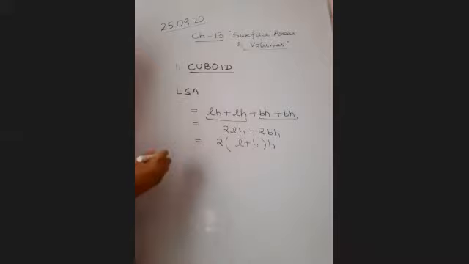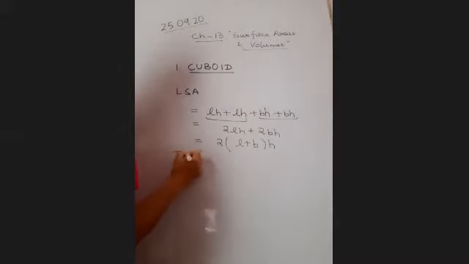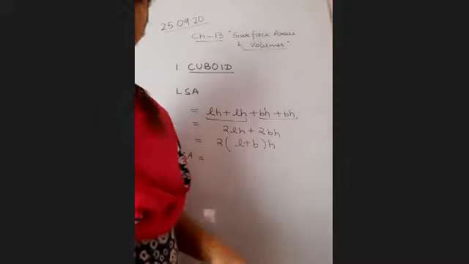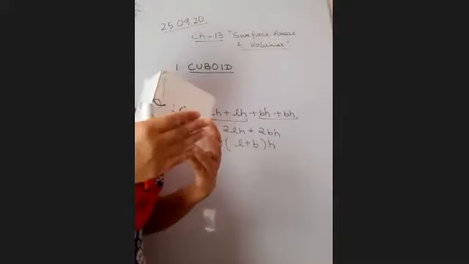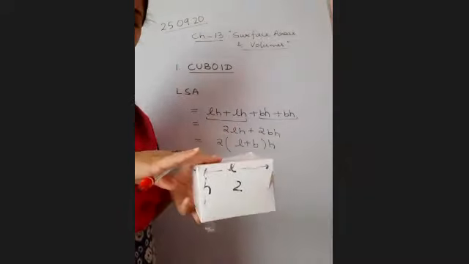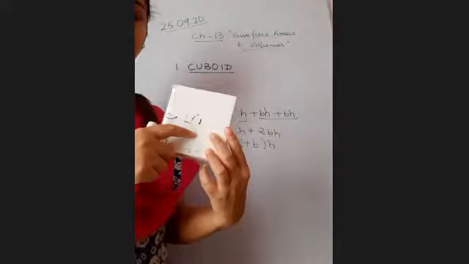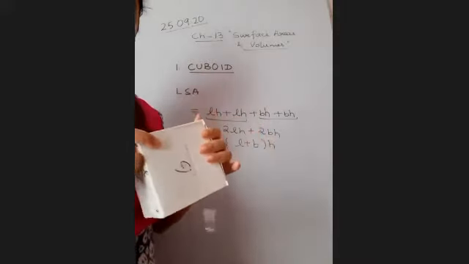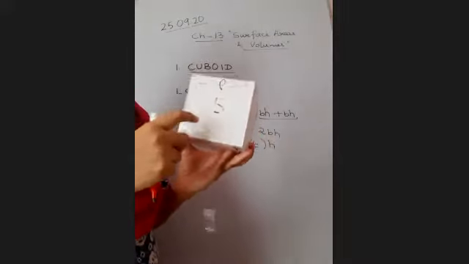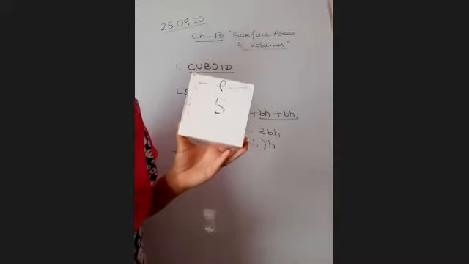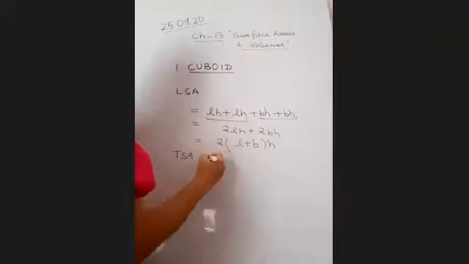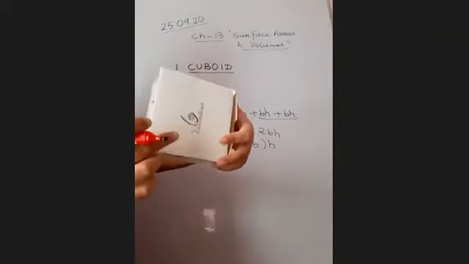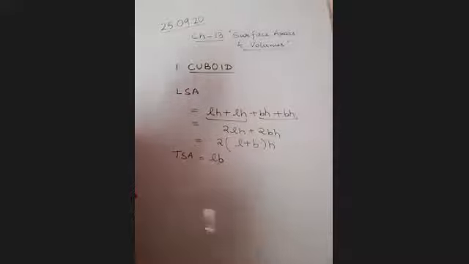Clear, beta? Yes, ma'am. Now I wish to find its TSA. TSA means total surface area, which will include the base and the top. That is your surface 5 and surface 6. What is the area of face 5 now? L into B. What of face 6? Also L into B.